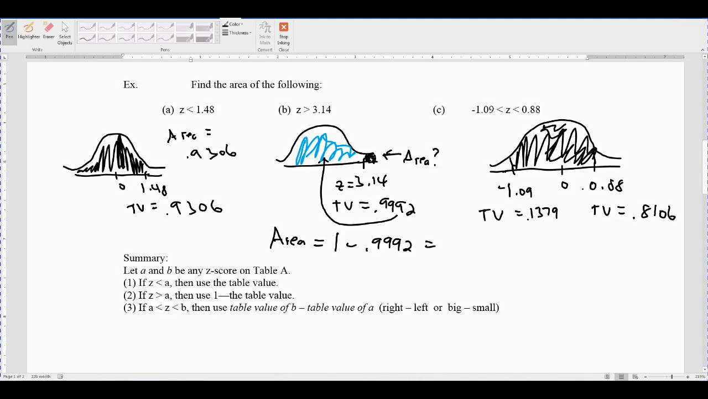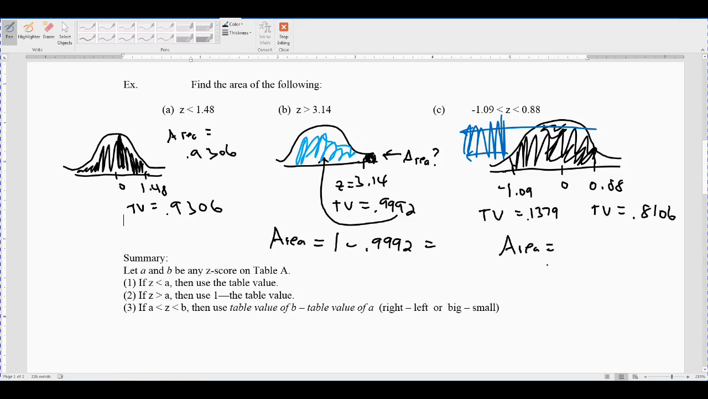Now here's how you find the area in between. This 0.8106 represents from there all the way to the left. This 0.1379 represents from there all the way to the left. So we need to get rid of this to end up with what's in the middle, just from there to there. To do that, you subtract the bigger minus the smaller, or the right minus the left.